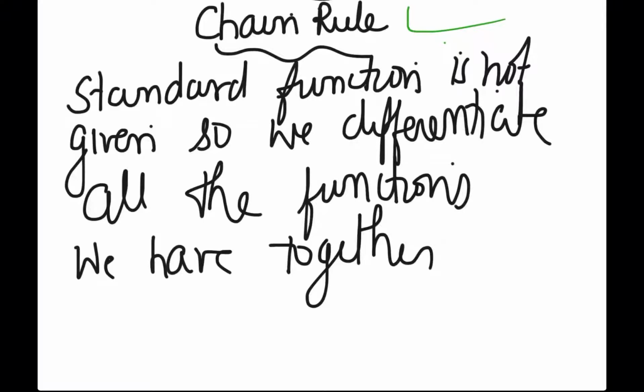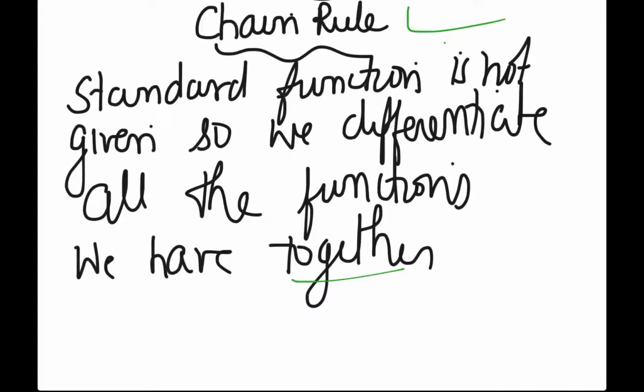Now what does chain rule state? See, chain rule gives us a lot of formulas in terms of compositions of functions, f of g of x, g of g of x, but we don't have to actually use them in questions. It's very simple. This is the statement you need to keep in mind: the standard function, that means one function itself, is not given, so we will differentiate all the functions we have together. This means that in the questions for chain rule, we won't be given a single function. We'll be given multiple functions as a part of a single function, and we have to differentiate all of them together. Okay, that's our chain rule.